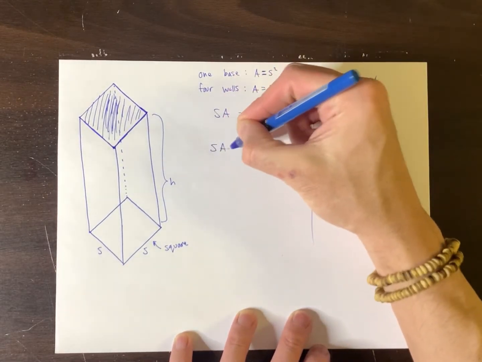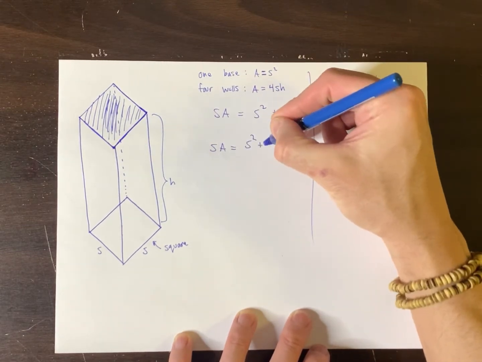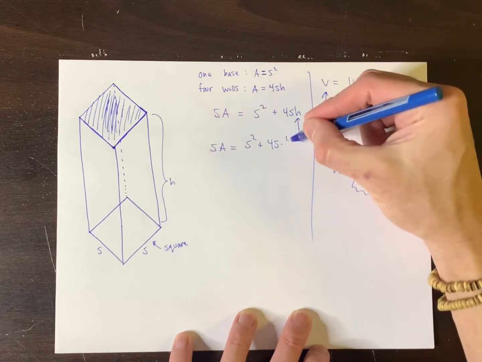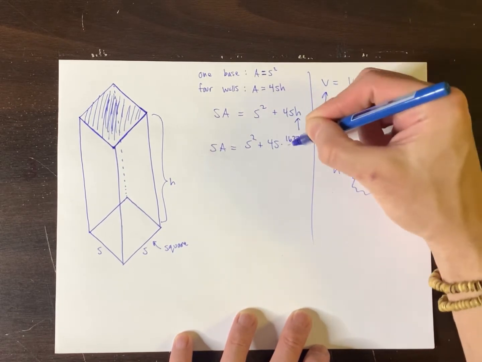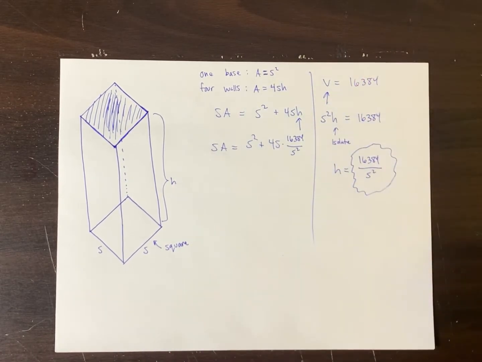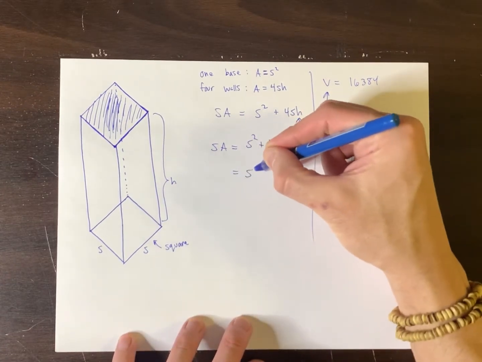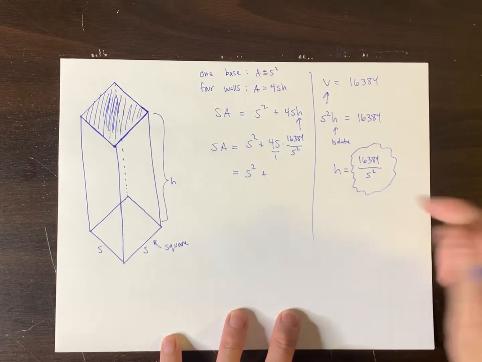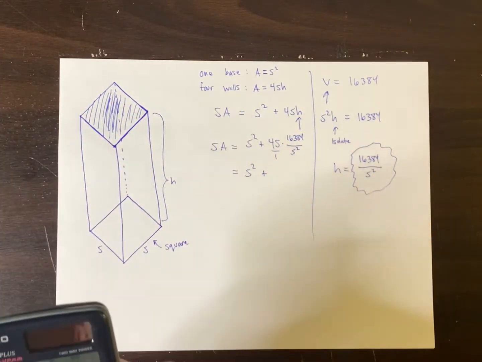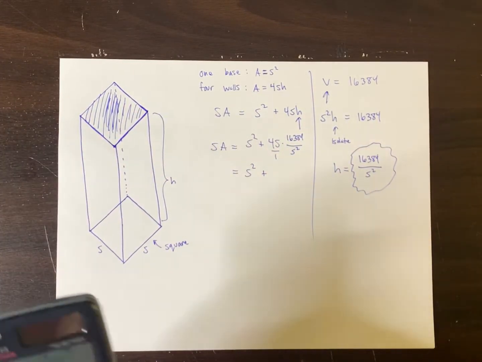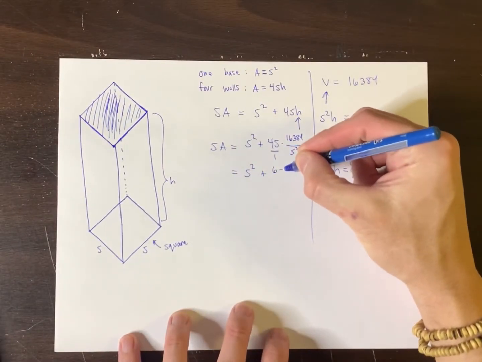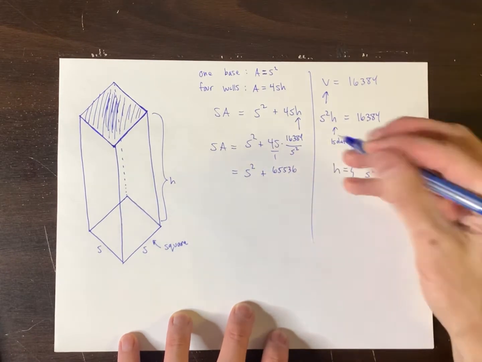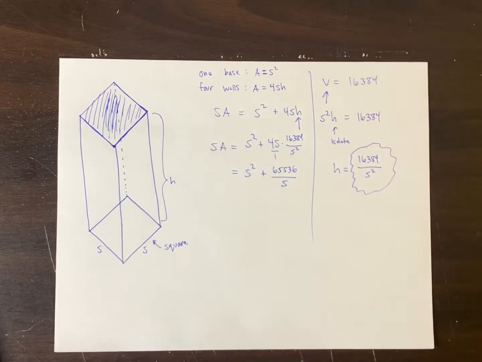So we have surface area equals s squared plus 4s times whatever h is, 16,384 over s squared. And we can actually clean this up a little bit. This is s squared plus, that's a 1 in the bottom. You can go 4 times that number. 4 times 16,384 is 65,536. And that s can reduce with s squared to just get s.